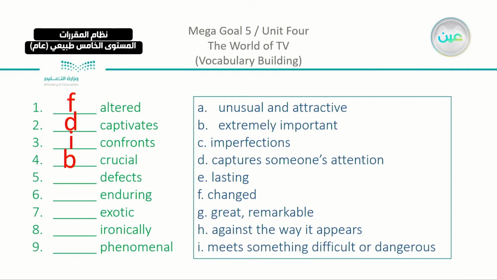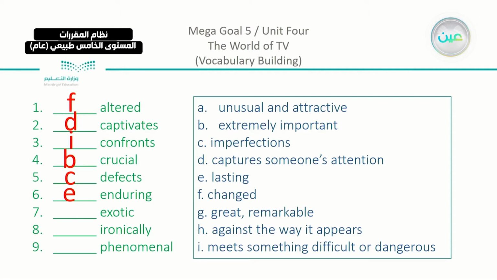Then we have defects. Everyone has their own defects, or something that has a defect. From the word defect, it gives you a negative meaning, which means we have the word, yes, imperfections, C. And then we have enduring. Enduring means something is like your friendships, inshallah, they will be enduring. So that means E, lasting.